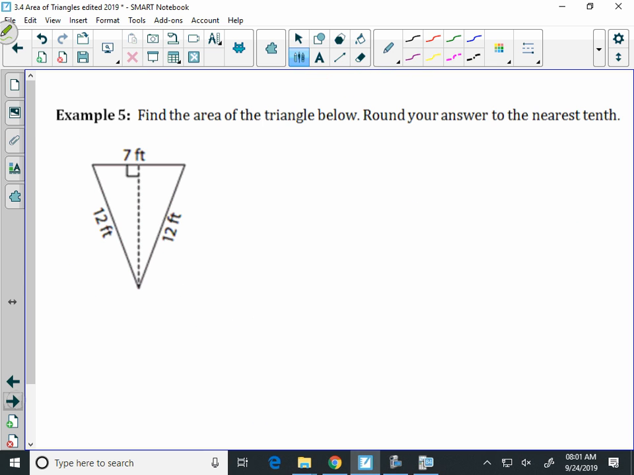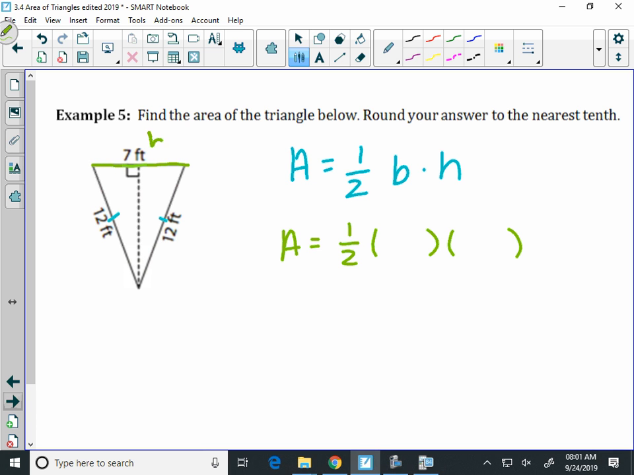Same thing goes for isosceles triangles. We want to find the area of this triangle below. How do we know it's isosceles? What makes it isosceles? Two sides are the same. Very good. These two sides are both 12, so therefore they are the same. So I'm finding area. I'm going to write my area formula down. What is the base of my triangle? My nice flat side. Yeah, 7.